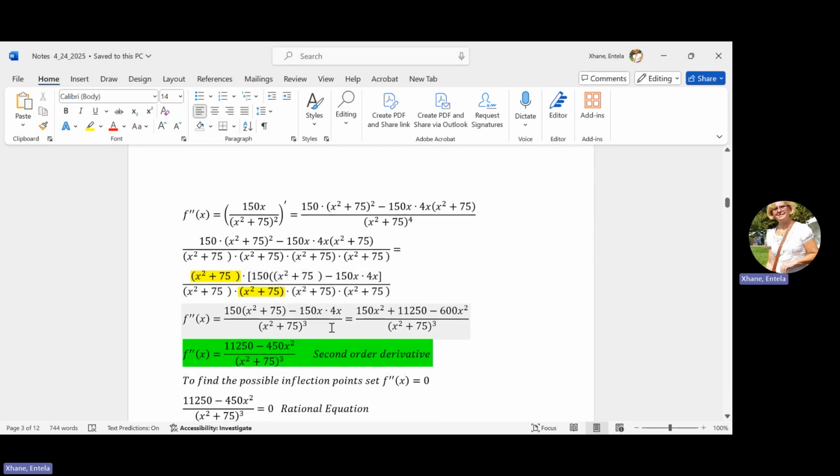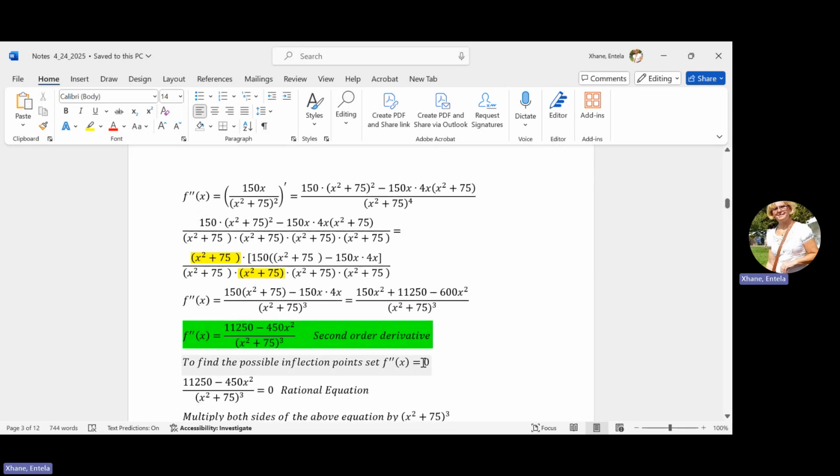After eliminating x squared plus 75, what I see on the numerator, I see only 150 x squared plus 150 times 75, which is 11250. And then 150 times 4 means 600 x squared. So 150 x squared minus 600 x squared, that's minus 450 x squared. So altogether, the second order is 11250 minus 450 x squared over x squared plus 75 to the third.